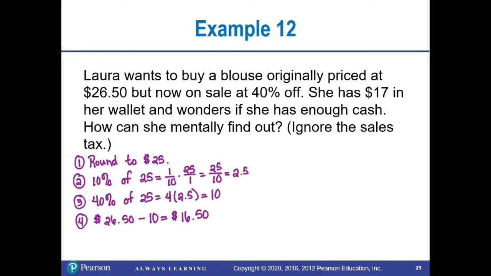Now we're rounding, so I'm wondering, this is kind of close. Would Laura really have enough money? 40% of $26.50 is going to be a greater discount than 40% of $25. In other words, we're going to be taking off more than a $10 discount. And so yes, Laura does have enough money.